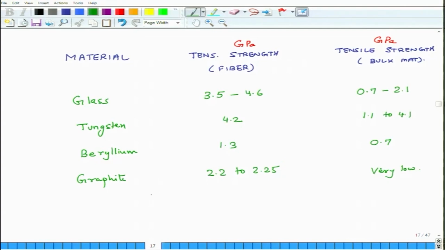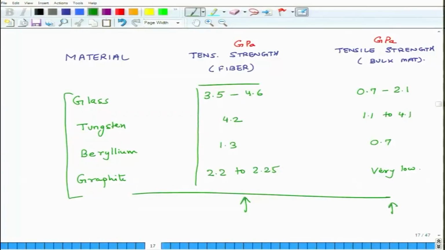So, this is what I was talking about in the last class, that if you take the fiber strength, it is high, but if you take the strength of the bulk material, it is not that high. And in composites, we actually exploit this extra strength of fibers, because we do not use bulk materials, rather we use fibers to build composites. So, that way we make things stronger.